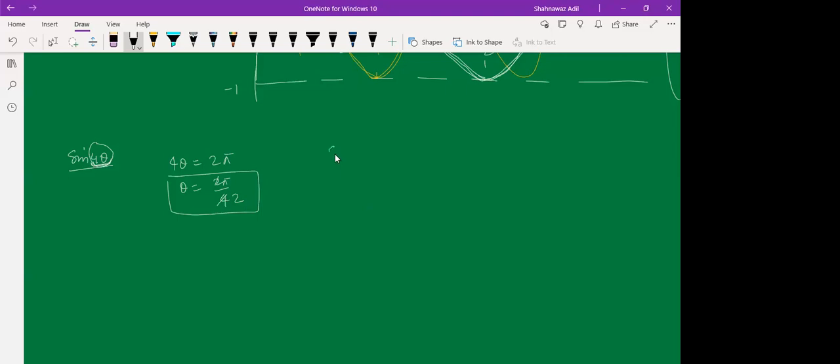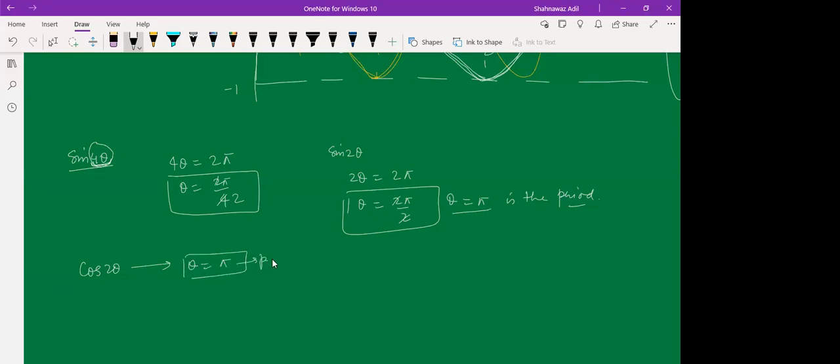So we can see from this example that we compare this 2 theta with the whole period. So then we'll get the period as 2 pi by 2, which is pi. So the period is pi. Right, so did you guys understand this part? Yes, sir. And similarly, same case for cos theta. So again, the period would be pi.